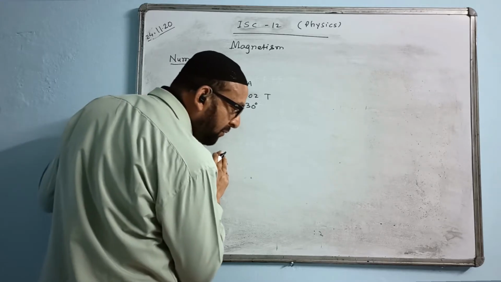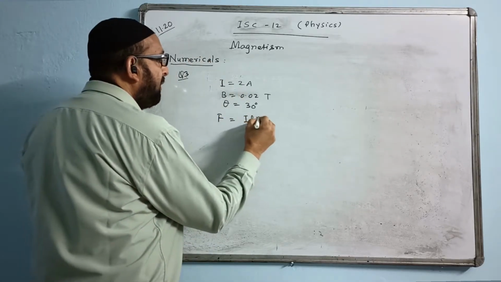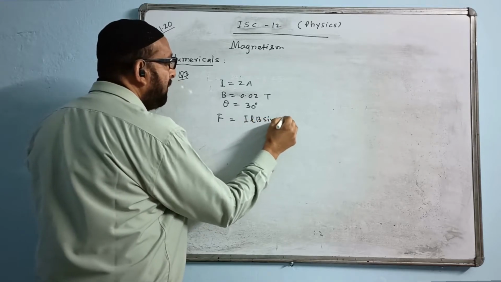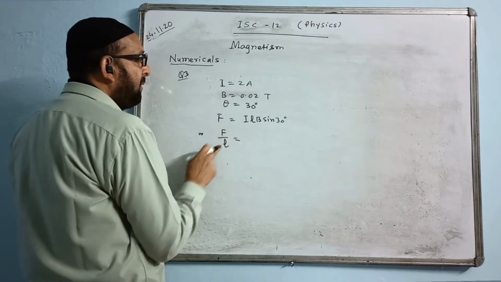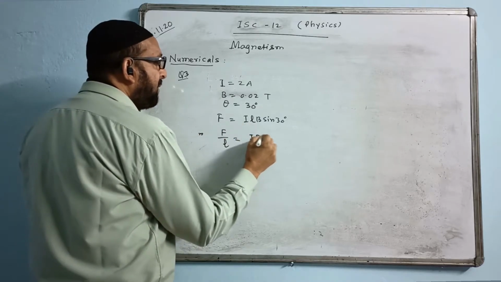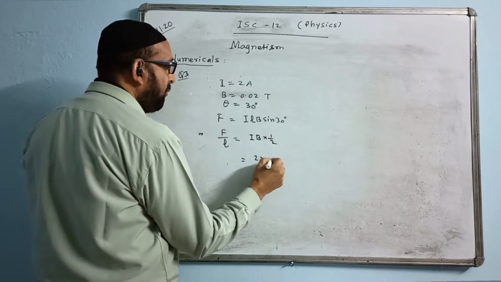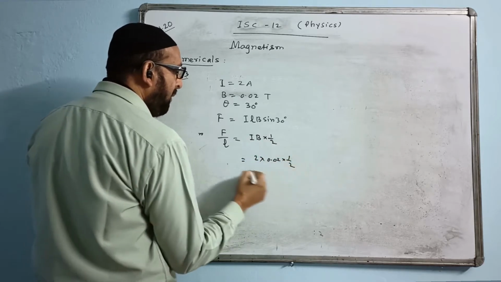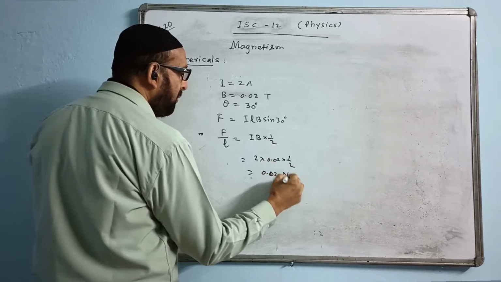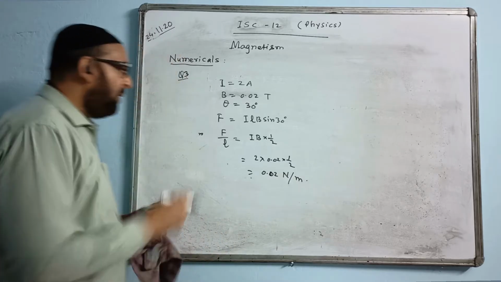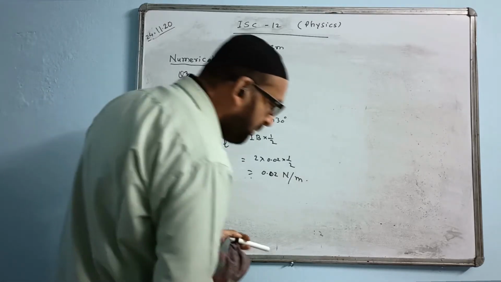And you have to find force per unit length. Write the formula first. F is equal to ILB sin 30 degree. You have to find the value of F by L, force per unit length. That will be IB sin 30, and sin 30 value is half. Now you can put the value 2, B is 0.02, into half. 2 will cancel, answer is 0.02. F by L unit will be written as Newton per meter. That is the answer.